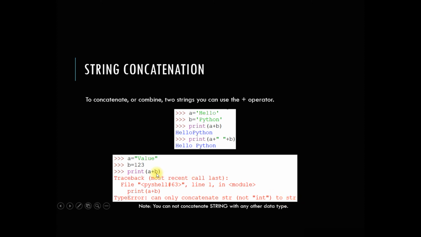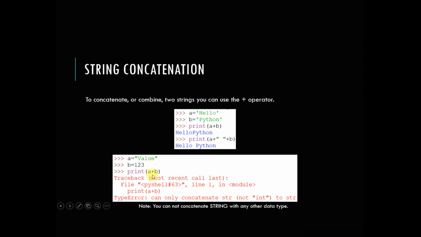So here you have to use a typecasting function. You can do str of b and then concatenate it. And what would be the result? The result would be "value123". Keep that in mind whenever you use this concatenation operation.